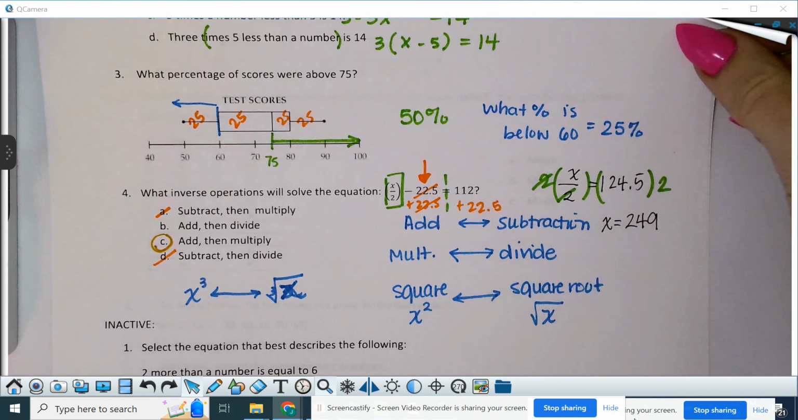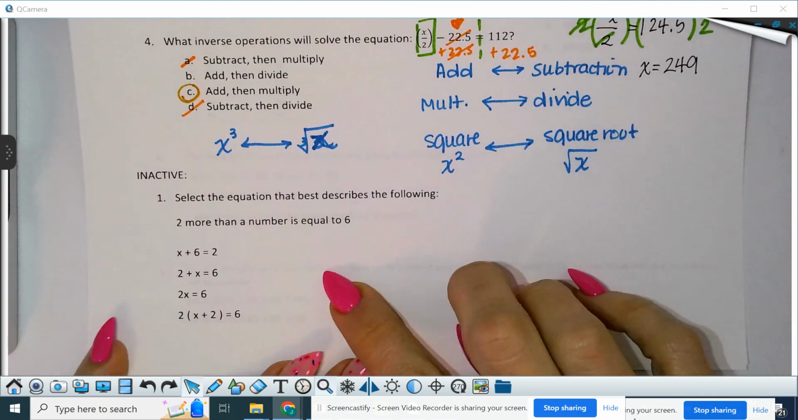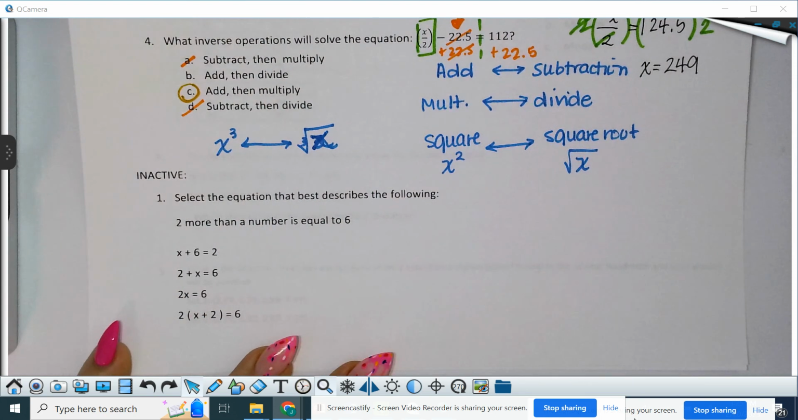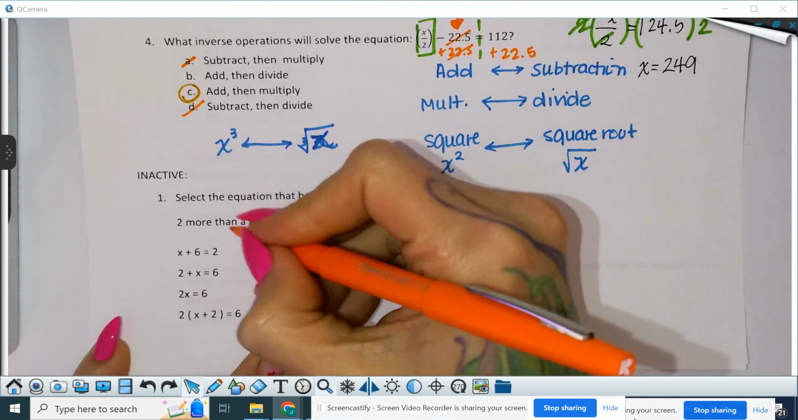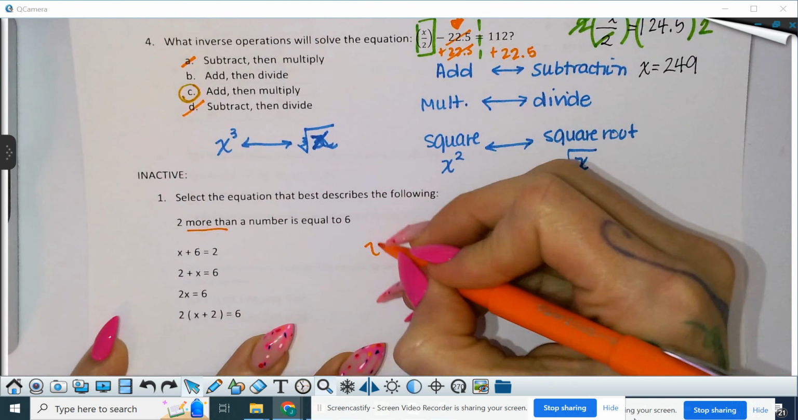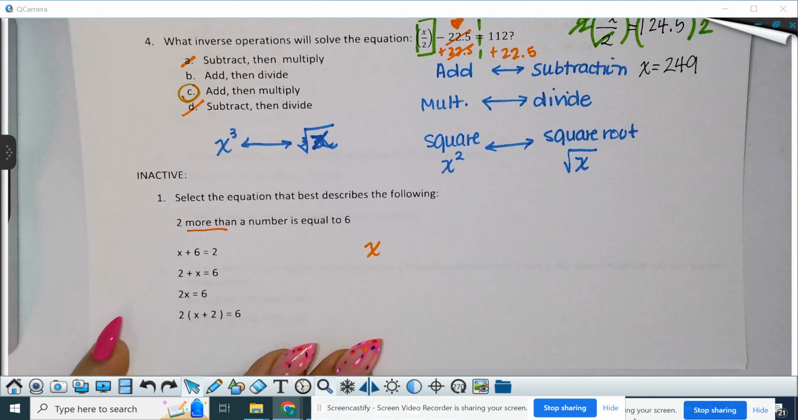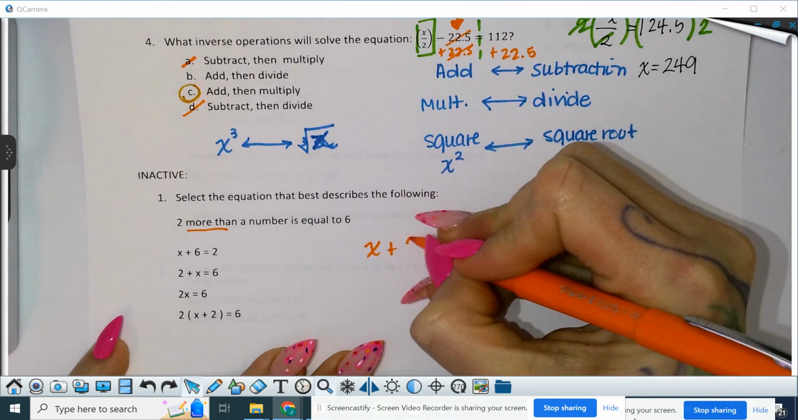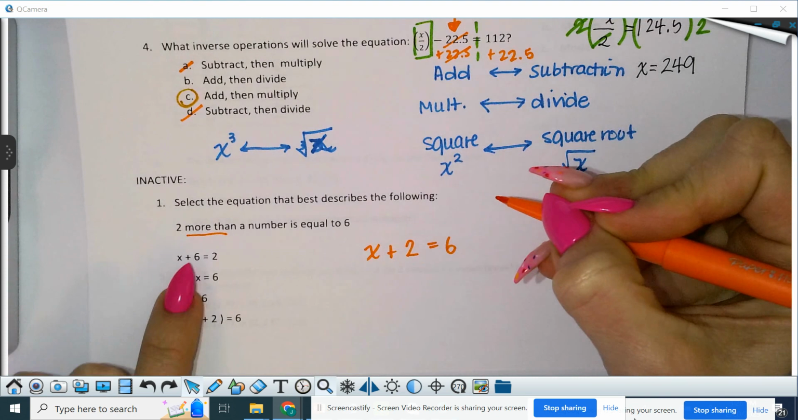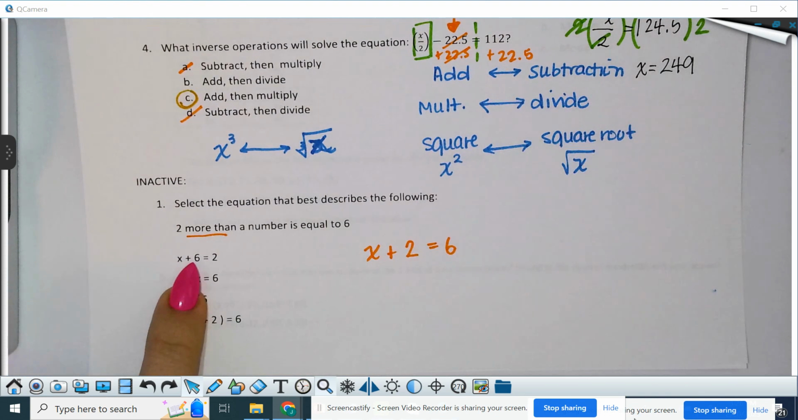Another conversational question, again, back to writing word problems. 2 more than a number is equal to 6. So 2 more than a number. Again, more than a number. It means the 2 kind of comes after, if you want to teach yourself a consistent rule. So 2 more than a number is equal to 6. So this would be 6 more than a number is equal to 2.